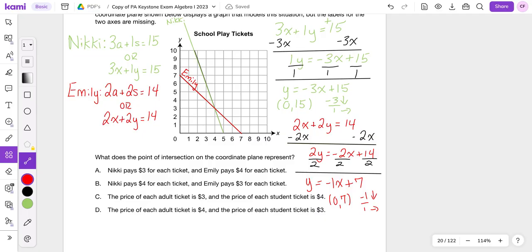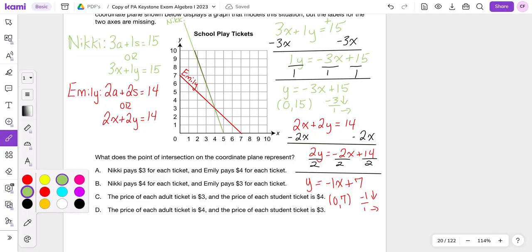Let me refer back to our original question. The question stated, what does the point of intersection on the coordinate plane represent? Well, the point of intersection is where the two lines cross, Emily and Nikki, which is right here. This ordered pair is 4, 3, because it goes right 4 and up 3. We can also now label our x and y axis.